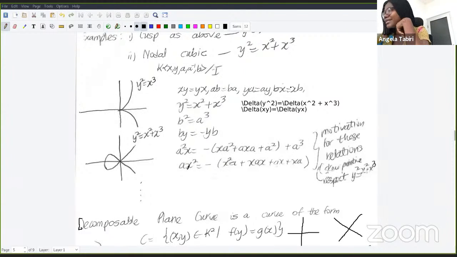How? We still maintain these relations as he had, including the anti-commutation of B and Y, but we had to modify the relation between A and X. Why? Because in the end, you want the coordinate ring of your curve to be a subalgebra.